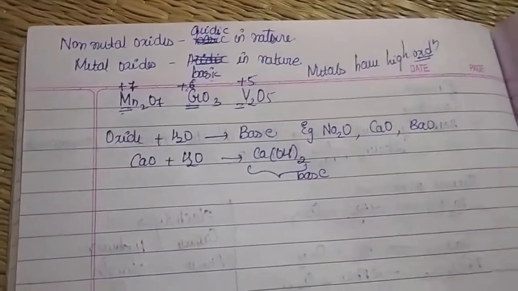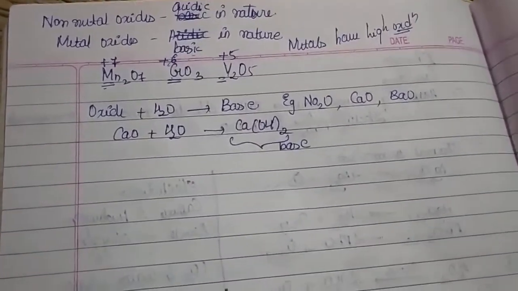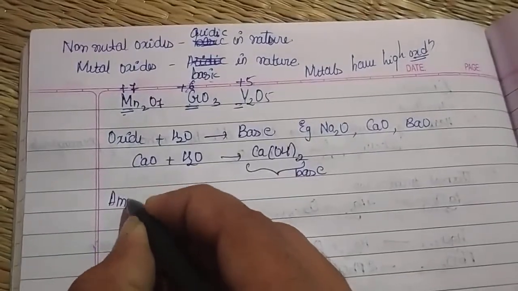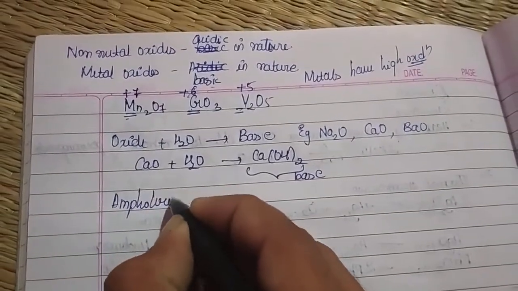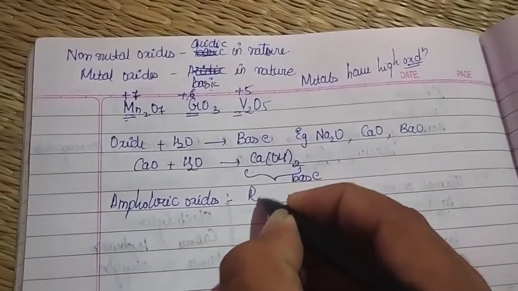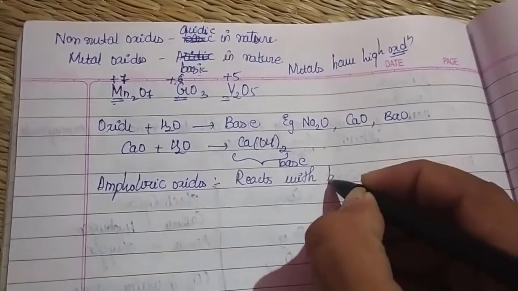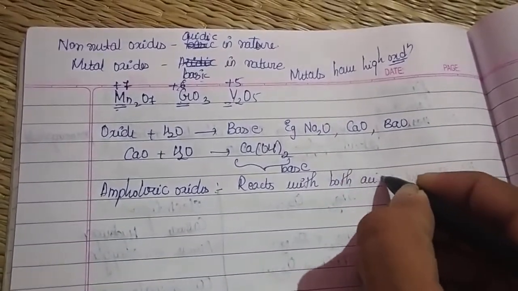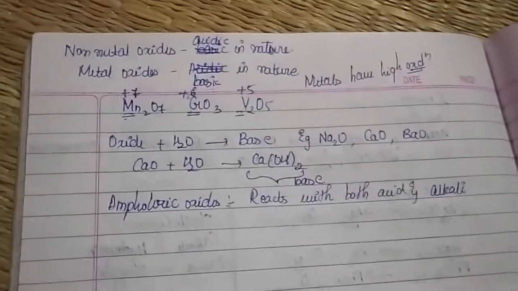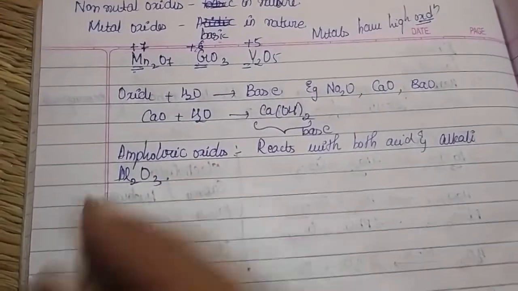Of course there is another form of oxide which reacts with both acid as well as alkali. Such an oxide is called an amphoteric oxide. Amphoteric oxides are the ones which react with both acids as well as alkalis. One common example of an amphoteric oxide is aluminium oxide, Al2O3.